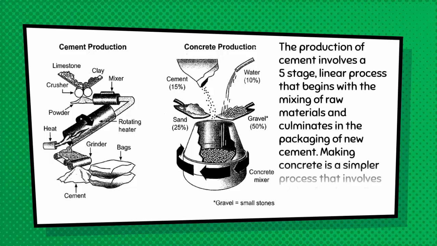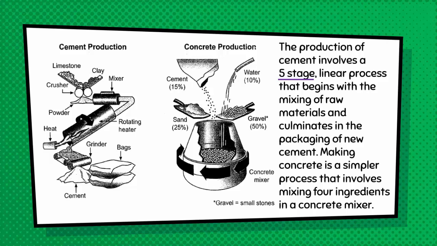The production of cement involves a 5-stage linear process that begins with the mixing of raw materials and culminates in the packaging of new cement. Making concrete is a simpler process that involves mixing 4 ingredients in a concrete mixer. You will notice that this model answer has mentioned how many stages there are, how raw materials were used, if it is linear or cyclical, what happens in the beginning and what the result is. Easy peasy.